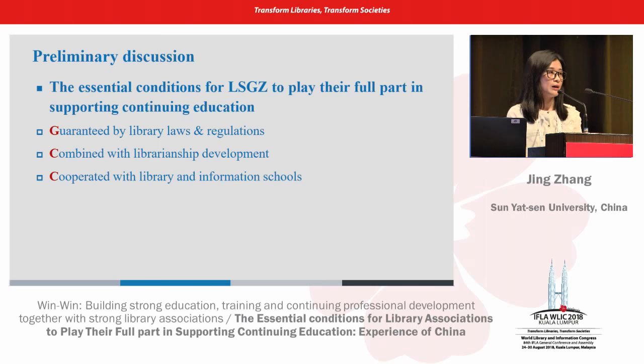And then, in our paper, we take the Library Society of Guangzhou, which has been recognized as successfully playing its part in supporting continuing education, to discuss preliminarily what the essential conditions are. According to the archives analysis and expert consultation, three conditions seem to be the key: first, guaranteed by library laws and regulations; second, combined with librarianship development; and third, cooperation with library and information schools. I will talk more about each of them.